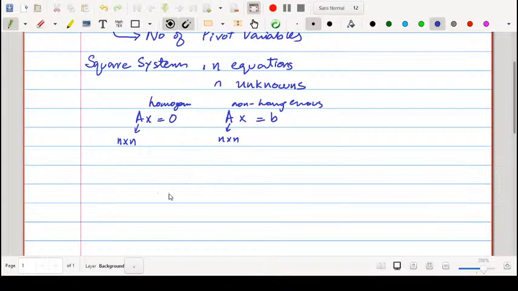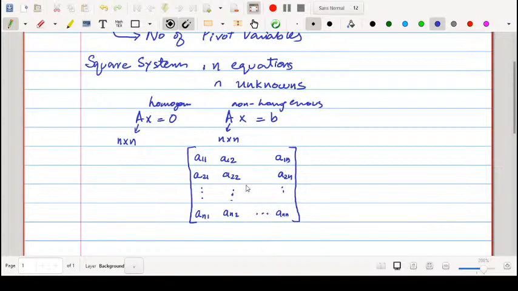Okay. So what can we say about this n by n matrix? Let me just draw a schematic of an n by n matrix. It's a square matrix. It has n rows and n columns. So this is a11, a12, up to a1n. That's the first row. The second row is a21, a22, up until a2n. And then we end at the last row, which is an1, an2, up to ann. These are the n squared entries of this matrix.